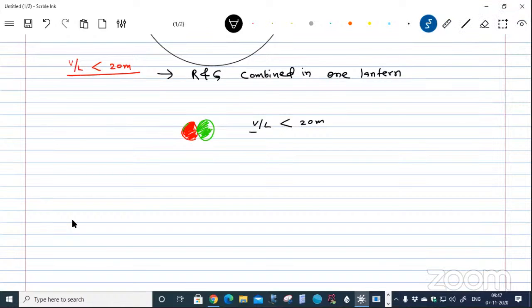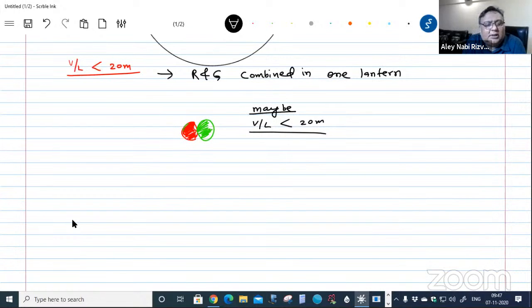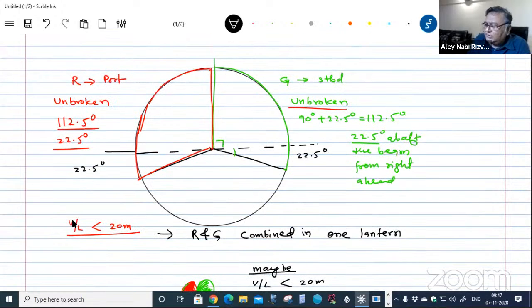Because the word says "may be combined," and you have to be very careful with this language. So that means the length is probably less than 20 meters. That should be clear.